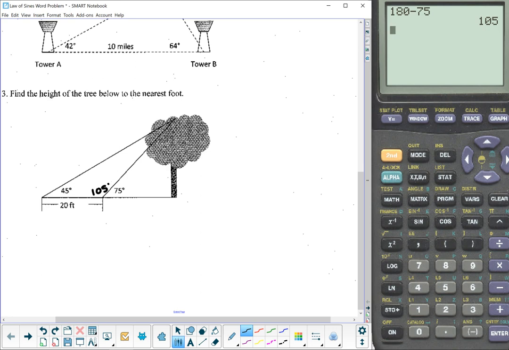Because I know that, I can figure out this top angle. So I'm going to do 180 take away 105, take away 45. That will give me my top angle of 30. So this top angle all the way up here is 30 degrees.